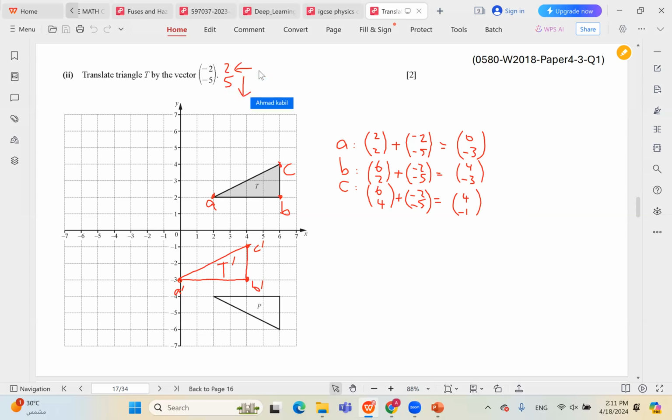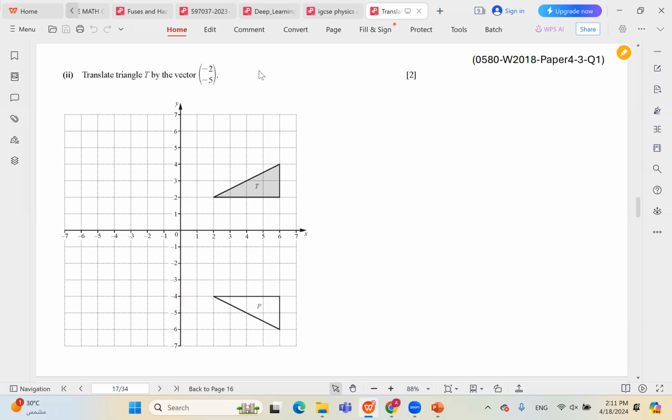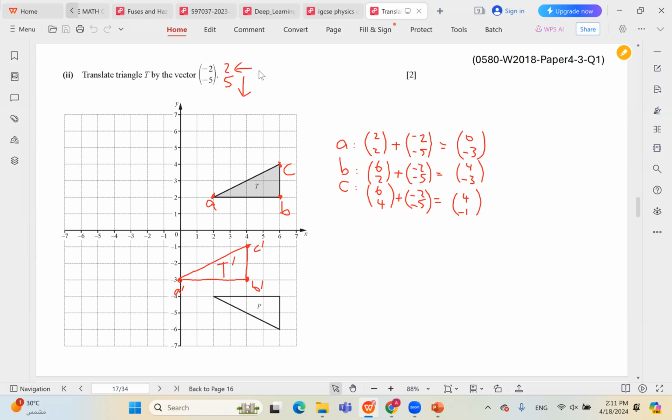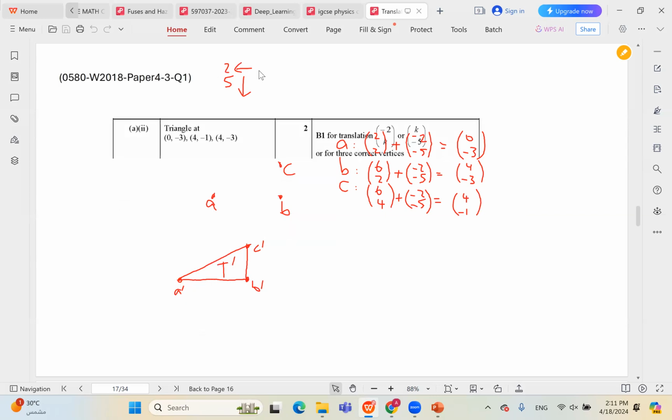So negative in vectors would be to the left for the upper element, and would be down for the lower element. So 2 steps to the left and 5 steps down. If you try to think of it graphically, we actually shifted triangle T 2 steps to the left and then 5 steps down. But it's just easier to solve it using vectors than to try and think of it geometrically. I find that the numbers are easier to figure out. Excuse me, let's bring the text back so that we can compare to the marking scheme. So 0, -3, 4, -1, and 4, -3 are the correct answers here.